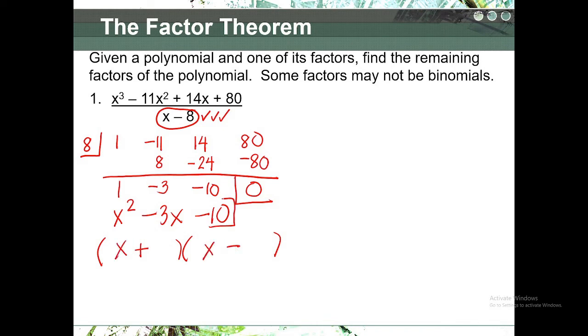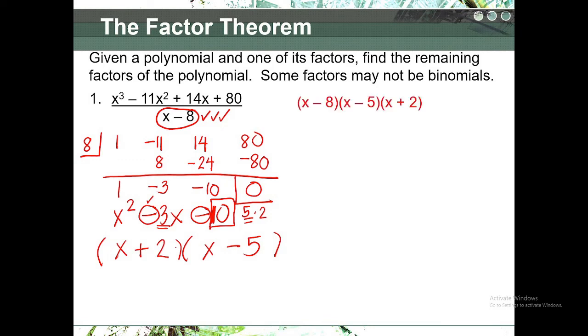What are factors of 10? When subtracted, it will give us 3. Very good. 5 times 2. Because 5 times 2 is 10, and subtracting 5 and 2, you will get 3 for that. Now, which should be negative? Very good. The number 5, because the bigger factor will carry the sign of the middle term. So negative 5, positive 2.